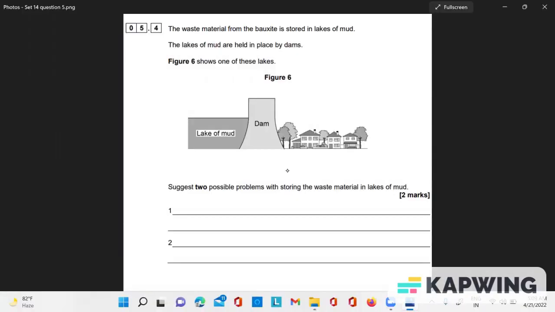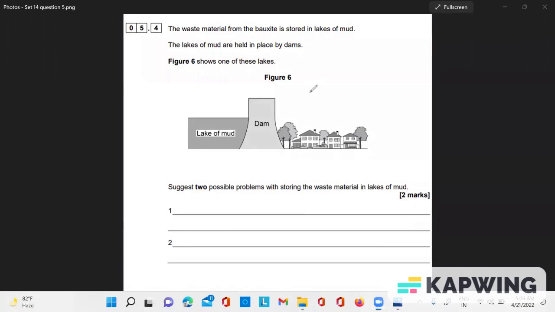The waste material from bauxite is stored in lakes of mud. Here they have given a figure. From the figure, they have said this information: the waste material from the bauxite is stored in lakes of mud. The lakes of mud are held in place by dams. This is a lake of mud and this is the dam. Suggest two possible problems with storing the waste material in lakes of mud.